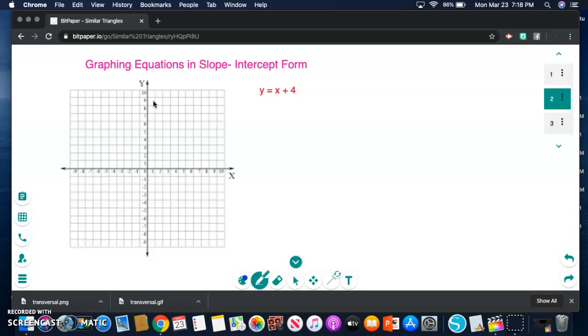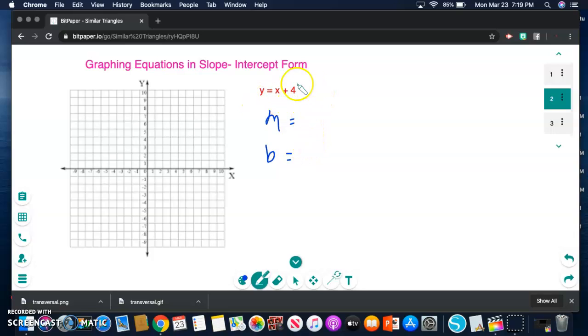Today we're going to be talking about graphing equations in slope-intercept form. So the first thing that we want to do, we're going to jump right in, assuming that you know y equals mx plus b and you know the parts of this equation. We know that m is equal to the slope, and b represents the y-intercept.